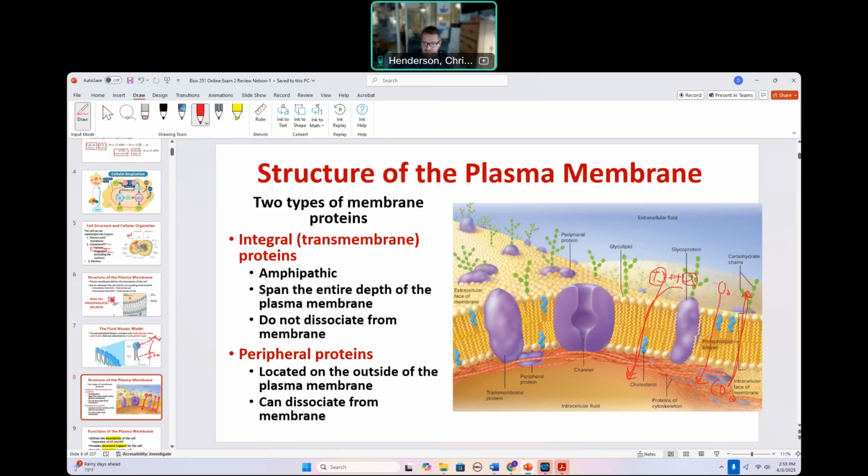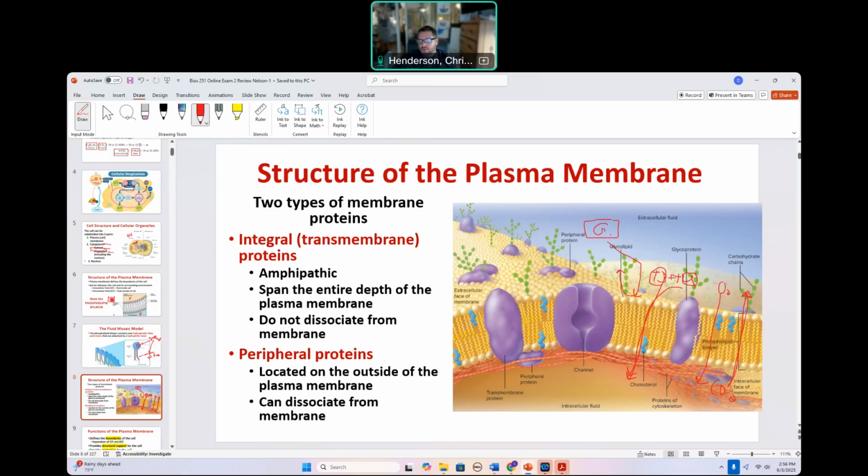Now, what cannot pass through it? It's going to be things that are polar or things that are more hydrophilic. They're not going to be able to go through. So, for example, glucose is a polar molecule. It's big, and it's got some partial charges on it. It's not going to be able to get through, it's going to bounce right off.